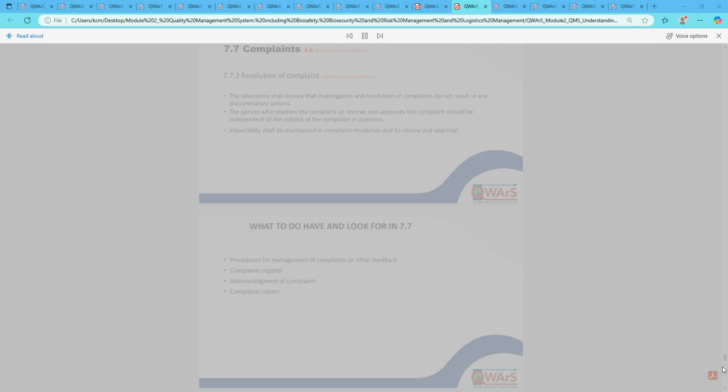7.7 Complaints. 4.8 Resolution of Complaints. 7.7.3 Resolution of Complaint. 4.8 Resolution of Complaints. The laboratory shall ensure that investigation and resolution of complaints do not result in any discriminatory actions. The person who resolves the complaint or reviews and approves the complaint should be independent of the subject of the complaint in question. Impartiality shall be maintained in complaint resolution and its review and approval. What did you have and look for in 7.7? Procedures for management of complaints or other feedback, complaints register, acknowledgement of complaints, complaints report.